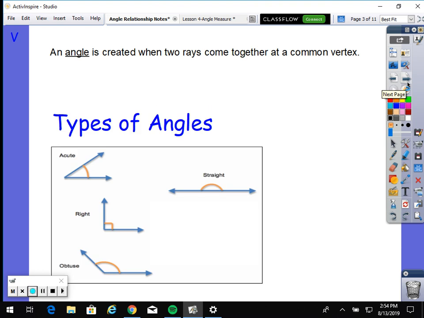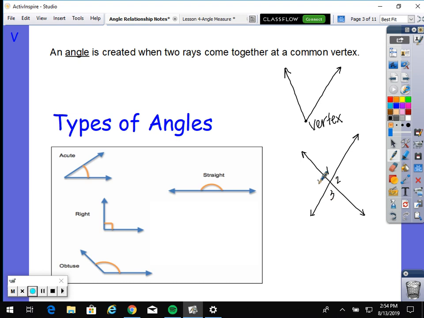So an angle is created when two rays come together at a common vertex. That can look like this: a ray with an endpoint meeting up with another one with the same endpoint, which we're calling the vertex. It could also be created by the intersection of two lines, where we have 4 different angles there.